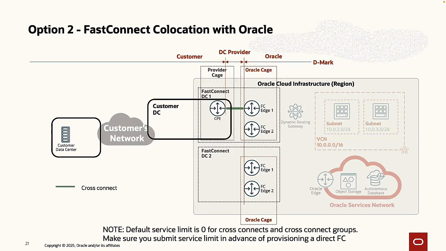Then we have FastConnect colocation, which is also called direct connect. So you have your own router in an OCI FastConnect location. You set up a dedicated physical connection directly to Oracle's network. So your data center and Oracle's data center are hosted in the same data center. Then all you need to do is plug a cable from your edge routers to OCI's edge router. So here you can have direct private connectivity to OCI.